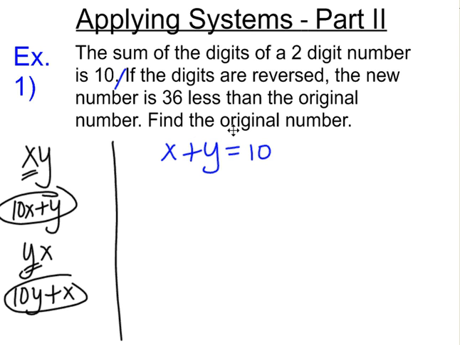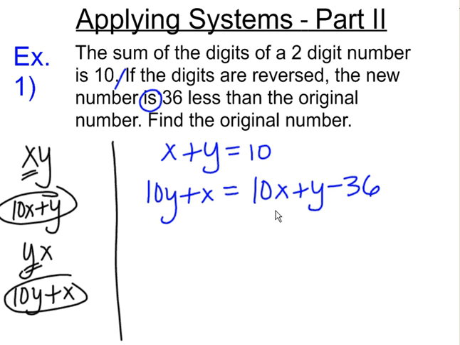If the digits are reversed, the new number is 36 less than the original number. Well, the new number happens to be 10y plus x. That is equal to 36 less than the original number, and the original number is 10x plus y.